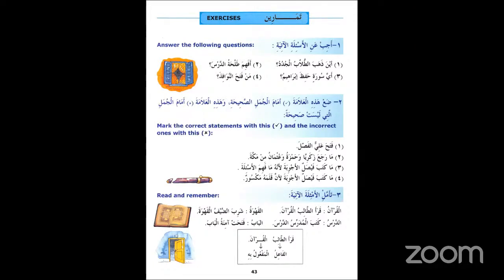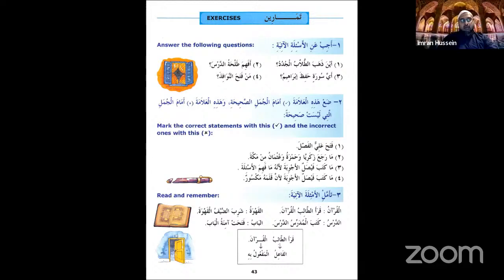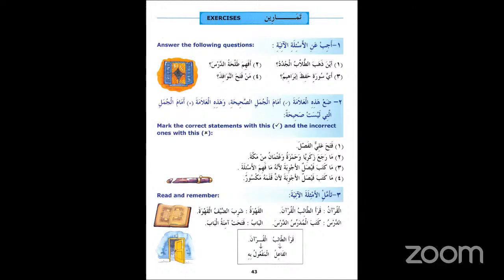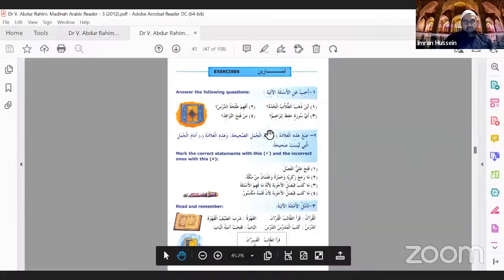أي سورة حافظ إبراهيم? Which surah did Ibrahim memorize? It was Fajr and Teen. Correct.